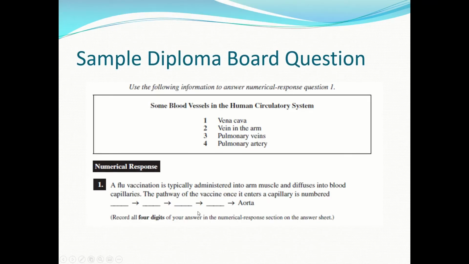A flu vaccination is typically administered in the arm and diffuses into the capillaries. What is the pathway of the vaccine once it enters the capillaries? So once it's in the capillaries, it's going to go into the veins. That's the next stop. So it's going to go to the veins, then vena cava to the heart, and then it's going to go pulmonary artery and pulmonary vein. So 2143 is the correct answer for that.